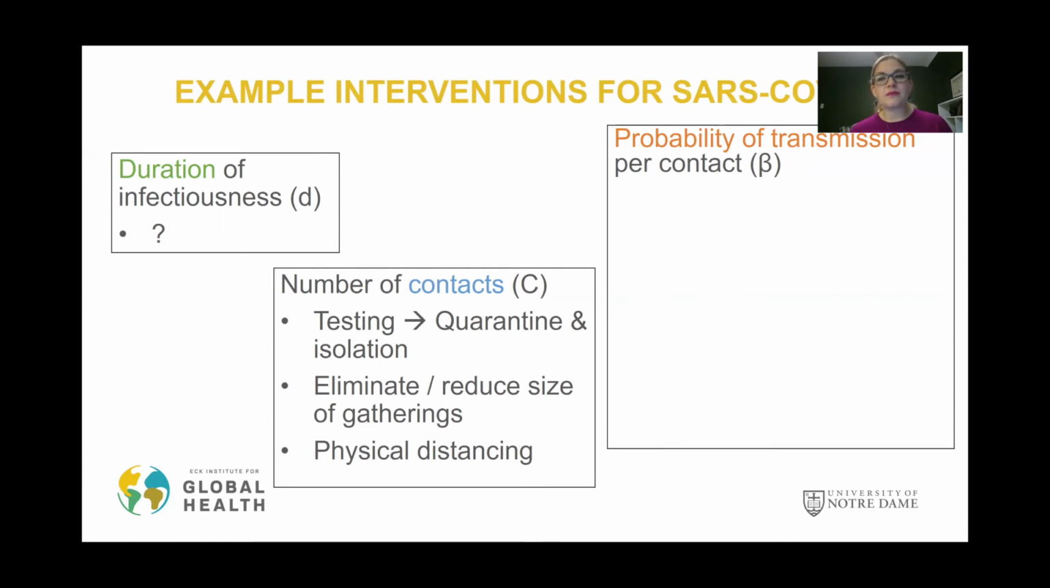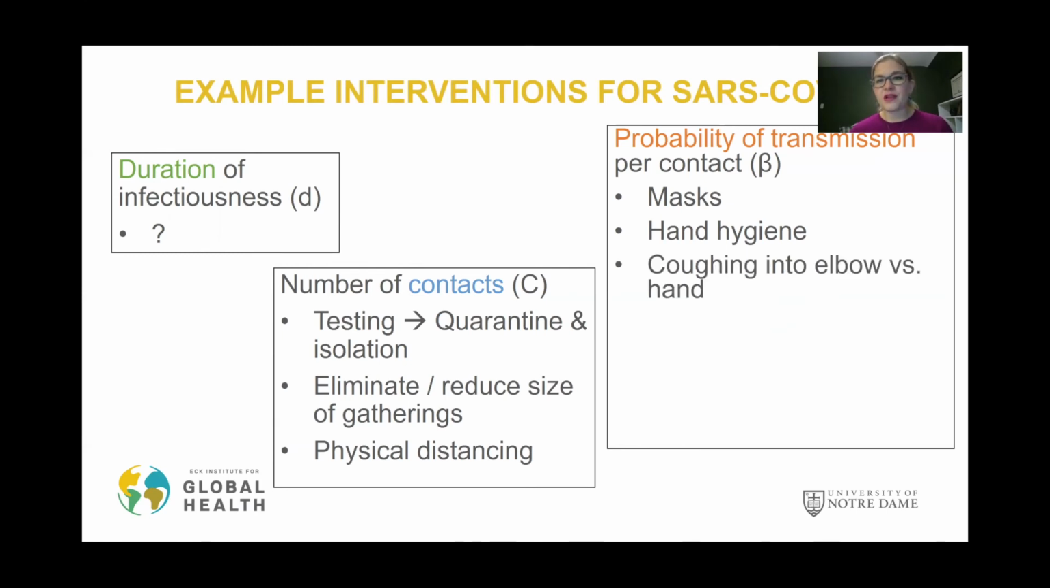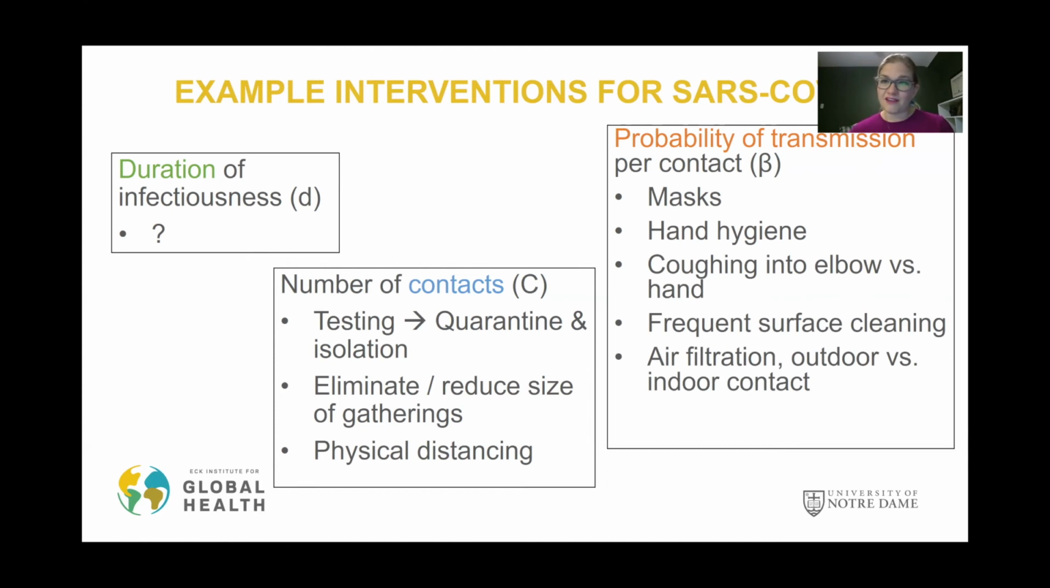We can also reduce the probability of transmission per contact by using masks, washing our hands frequently, coughing into our elbow as opposed to our hands so that respiratory droplets aren't on our hands to then touch surfaces. We can clean those surfaces frequently. We can have better air filtration or have our contacts take place outdoors rather than indoors whenever possible so that there's more airflow. And we can also look at whether development of immunity in the population reduces the probability of transmission.